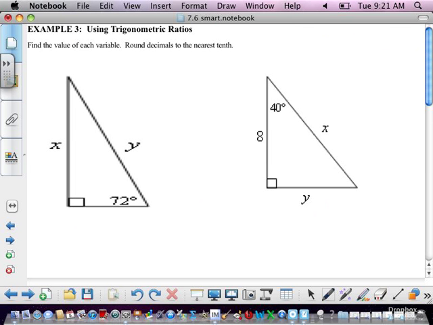Okay, let's move on to example 2A. We're going to use sine, cosine, and tangent to find out what our missing sides are. So here I've got x and y, and I've got 72. So let's list all the sides. What is x to 72? Is it opposite, adjacent, or hypotenuse? Opposite. What is y then? Hypotenuse. We know that we're dealing with SOHCAHTOA.